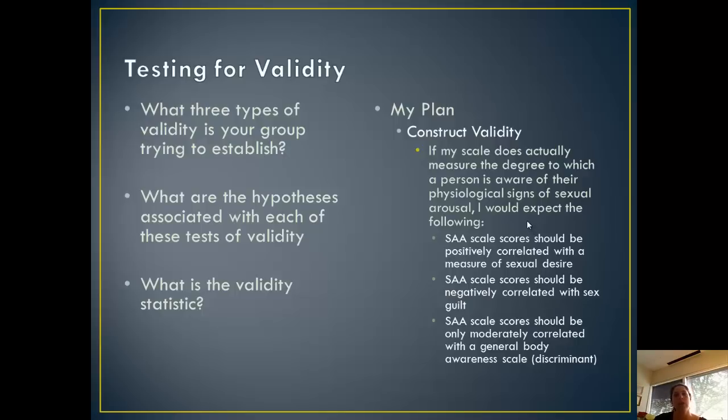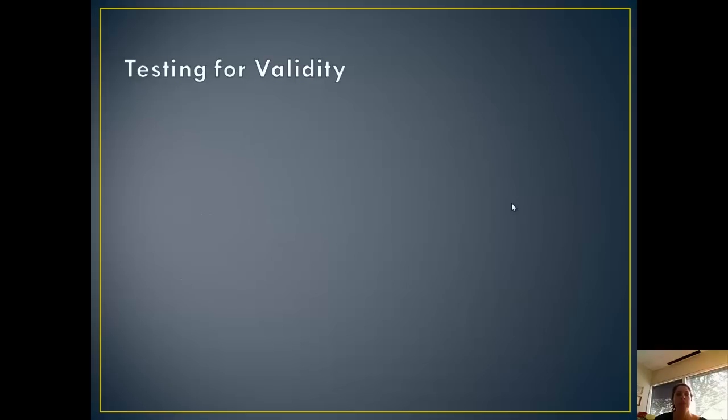Now you'll notice that all of my predicted correlations for validity really focus on concepts of discriminant validity because I haven't included another scale that tries to measure sexual arousal awareness. And that's because that scale doesn't exist. Many of you are going to have convergent scales that you can use to also establish convergent validity. Okay, so let's talk about how we would do that.